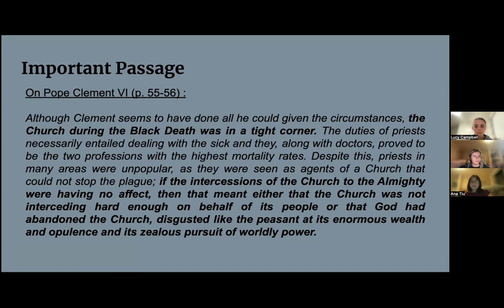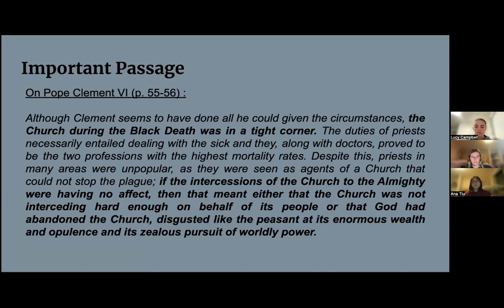Despite this, priests in many areas were unpopular, as they were seen as agents of a church that could not stop the plague. If the intercessions of the church to the Almighty were having no effect, then that meant either that the church was not interceding hard enough on behalf of its people, or that God had abandoned the church, disgusted like the peasant at its enormous wealth and opulence and its zealous pursuit of worldly power."